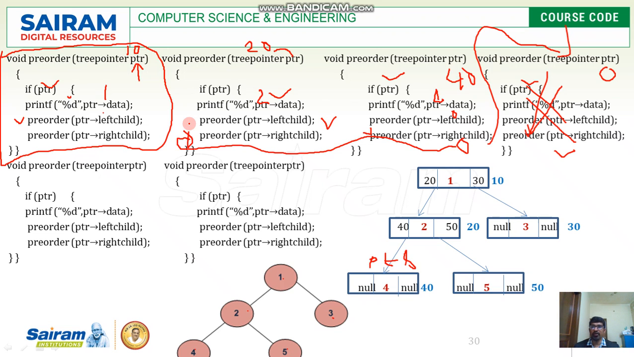What it says: pre-order PTR right child. Where is PTR now? PTR has address 20 here. Now PTR is a pointer to the previous node. This is PTR. So what it says: pre-order PTR right child. What is the right child for this? The right child for this is going to be 50. So I'll take another function where I'll mark PTR as 50. So if PTR, let me erase all other functions. So now what is my PTR?